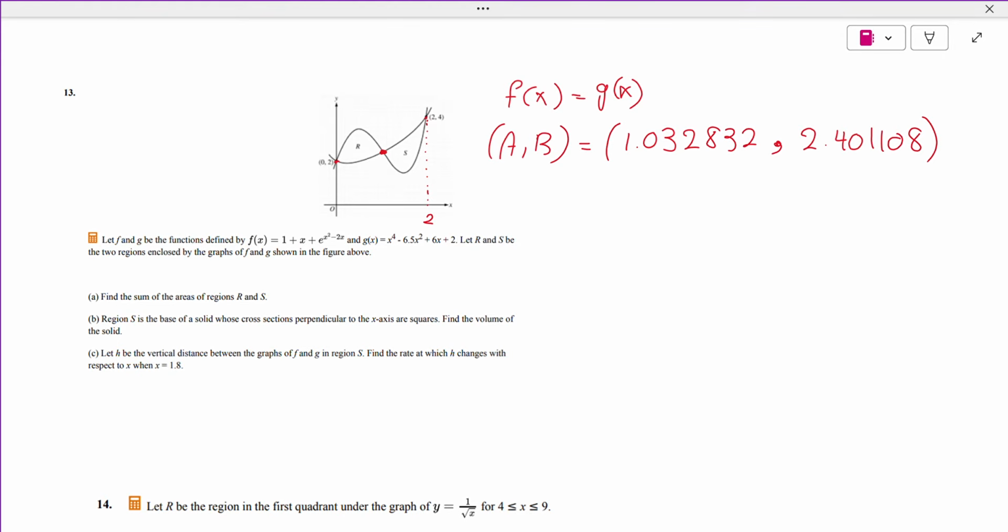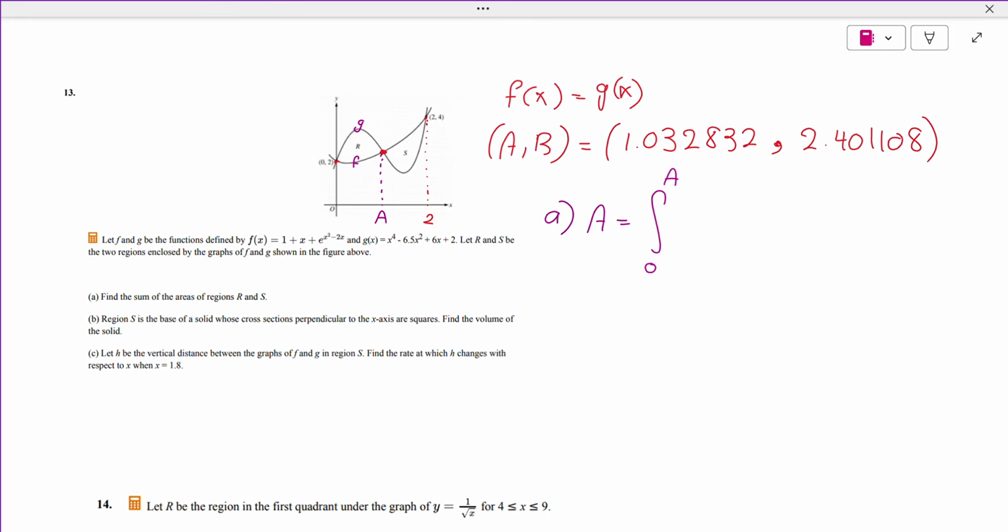Okay, so let's start with part A. To find the area, you will go from 0 all the way to A. Let's name this one here A. The upper function is g of x, and this one is f of x. Sorry, no, this is f, and this is g, and this is f. How did I know? I graphed them in the graphing calculator.